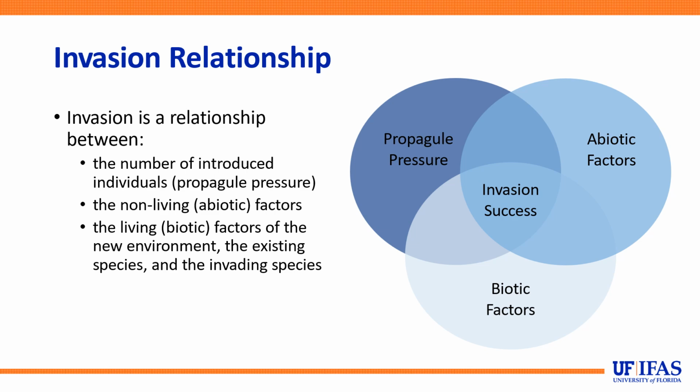In the invasion relationship, biotic factors come from the new environment, the species already living there, and the new invading species. One or more of the introduced individuals must survive all of the biotic and abiotic factors to become a successful invader.